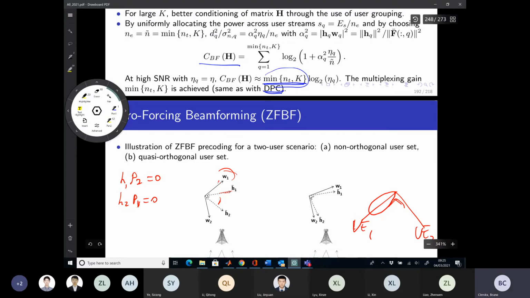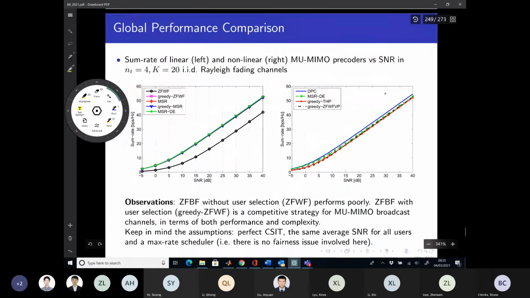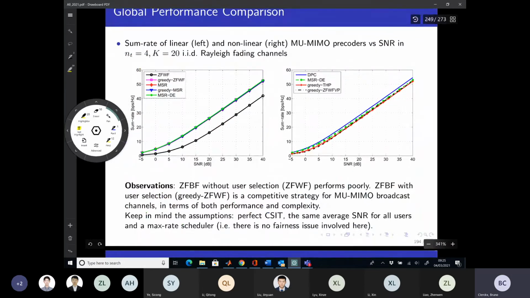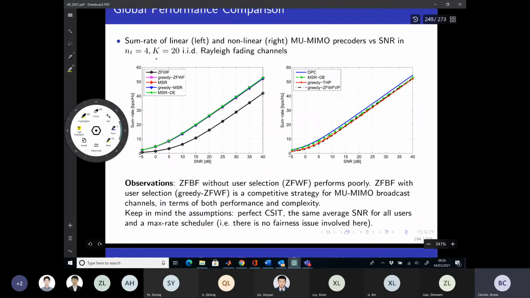Good. So let's move on, and let's look at some performance of zero forcing. So here I have 20 users, and I have 4 transmit antennas.